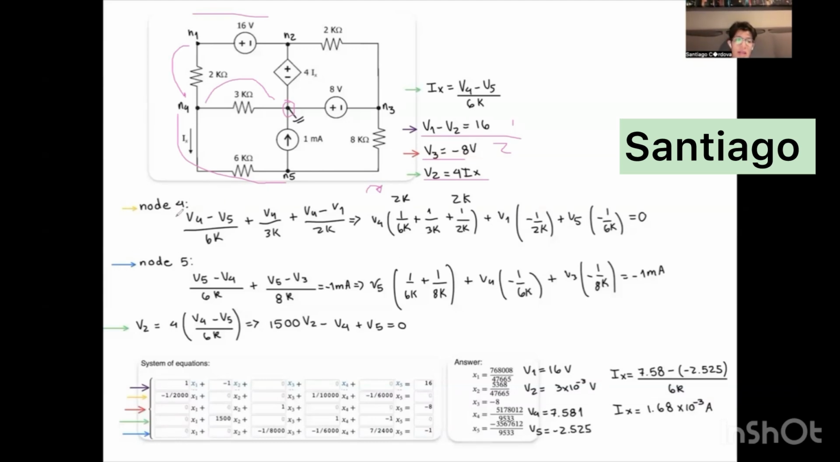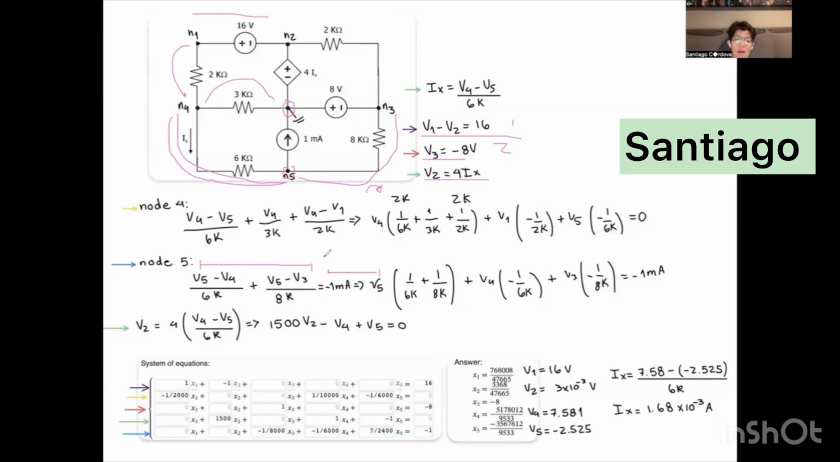This is only the factorized form, so it's easier to plug into the calculator later. Now we are going to analyze node 5, which is this one. And we do the same thing. Node 5 minus V4 divided by 6k. Then V5 minus V3 divided by 8k. And then we are going to consider this as our output, and the minus 1 milliampere as our input.